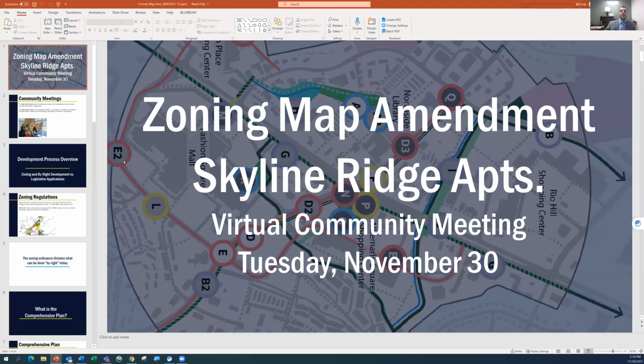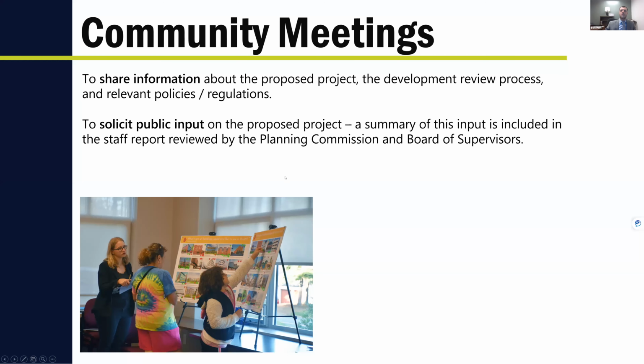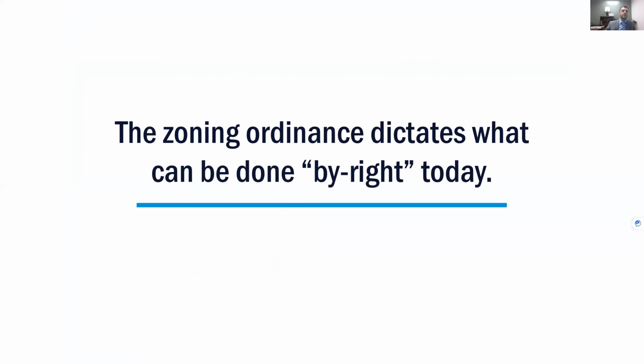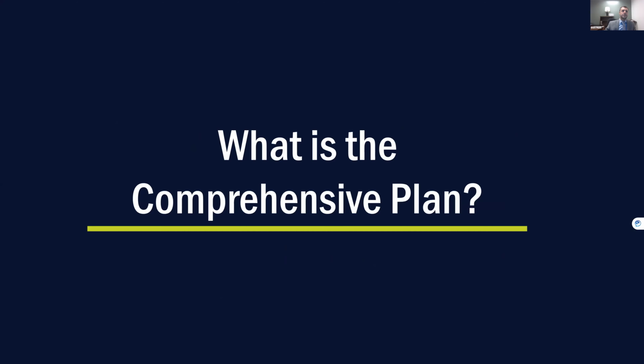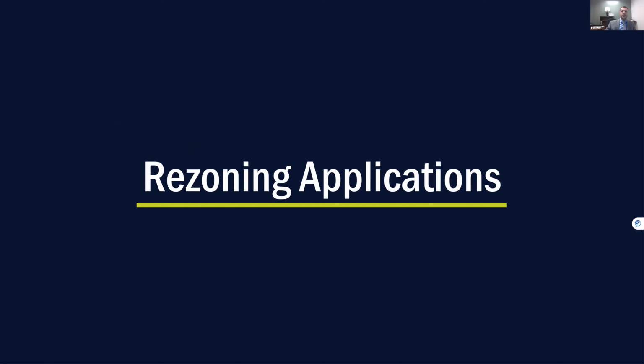All right, thanks, Bill. I think we were on slide number 8. There you go. Okay. So we can go ahead and skip to the next. All right, so rezoning applications next.